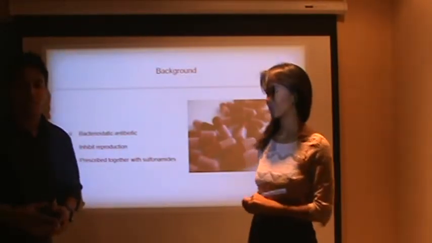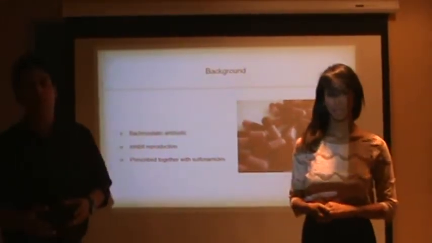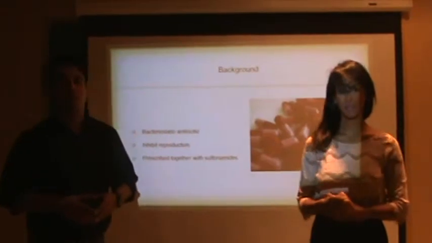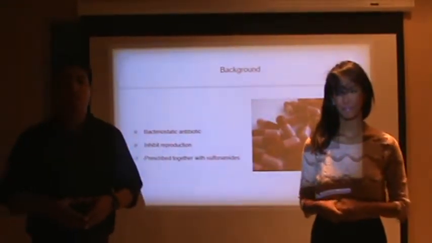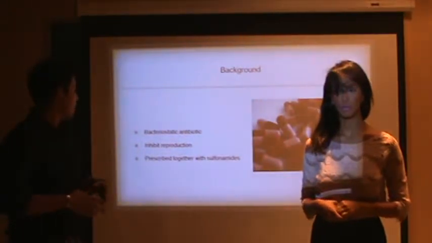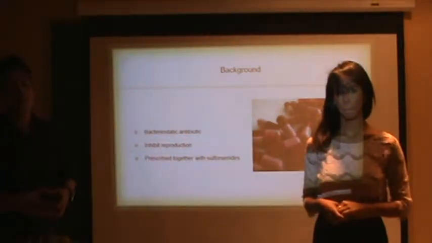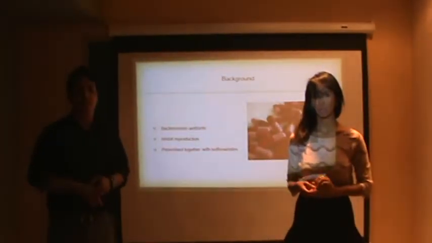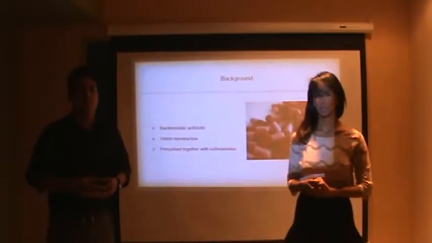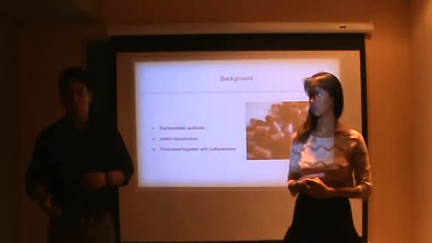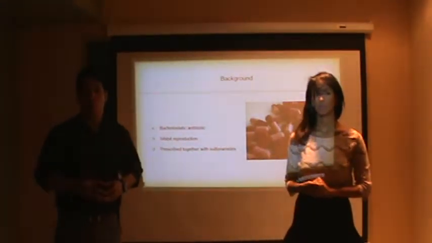Trimethoprim is a bacteriostatic antibiotic, which means it's not an antibiotic that will directly kill the organism, but instead it will prevent it from producing DNA, and thus the organism won't be able to replicate. It's prescribed together with sulfonamides. Both antibiotics work together synergistically to produce a bigger effect and thus inhibit even better the DNA reproduction in the organism, so the organism won't be able to replicate.